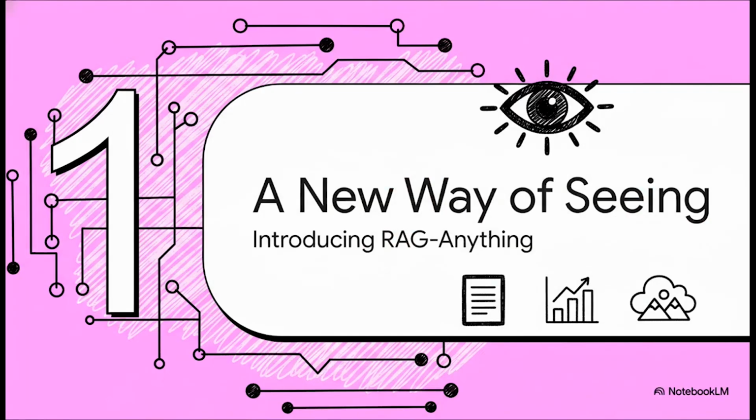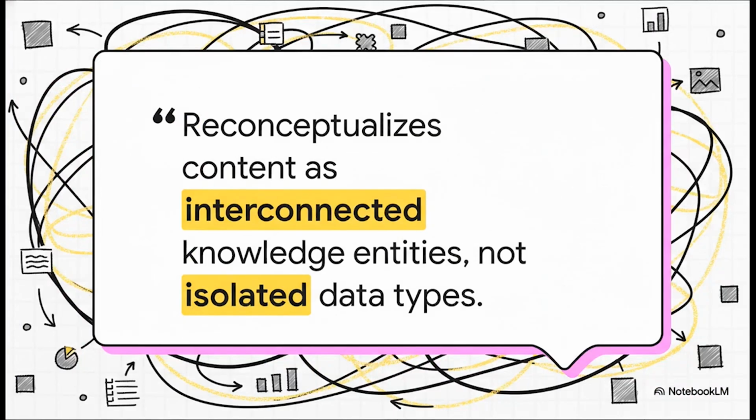Which, of course, brings us to the hero of our story today. There's a new framework out there designed to give AI a whole new way of seeing. It's called RAG Anything. I love how the research paper puts this. It says RAG Anything reconceptualizes multimodal content. What that really means is, instead of seeing a document as just a jumble of separate things, a paragraph here, a picture over there, it sees the whole thing as one big interconnected web of knowledge. And that shift in thinking is everything.